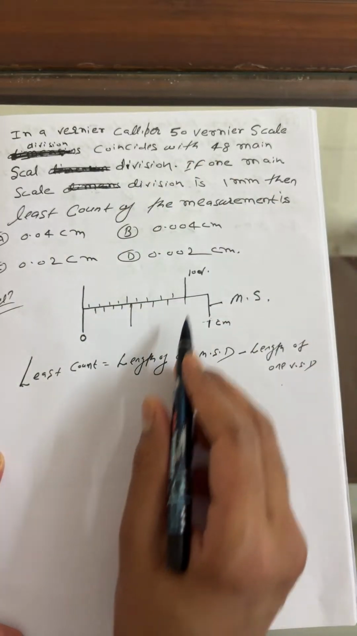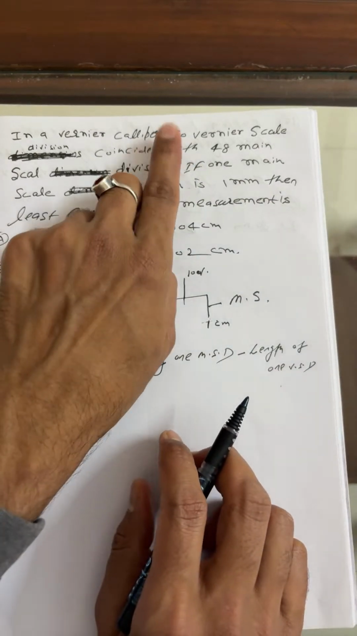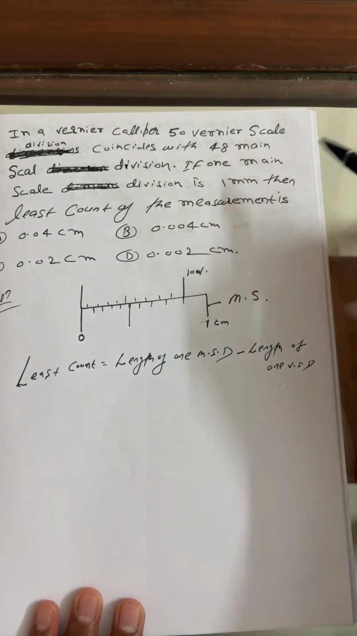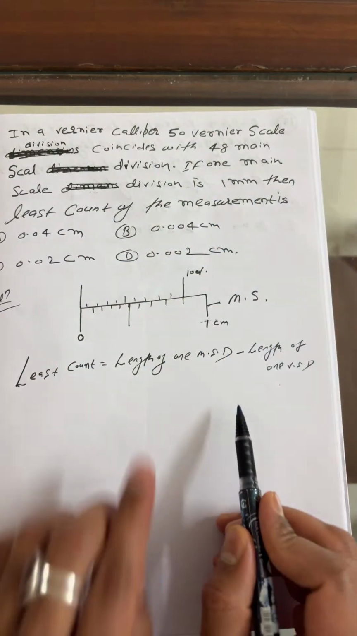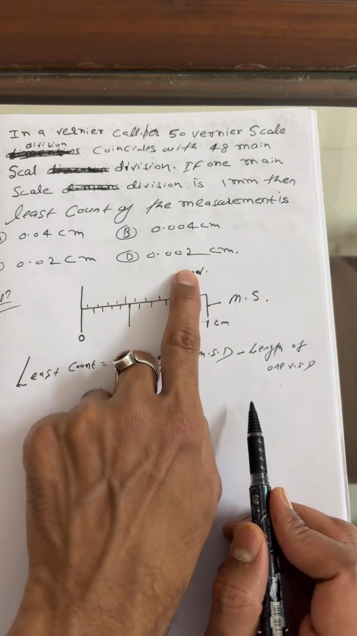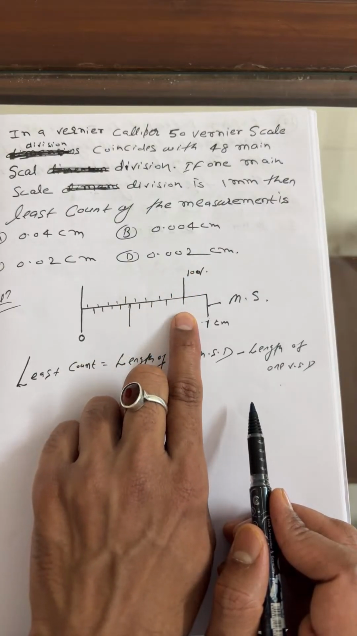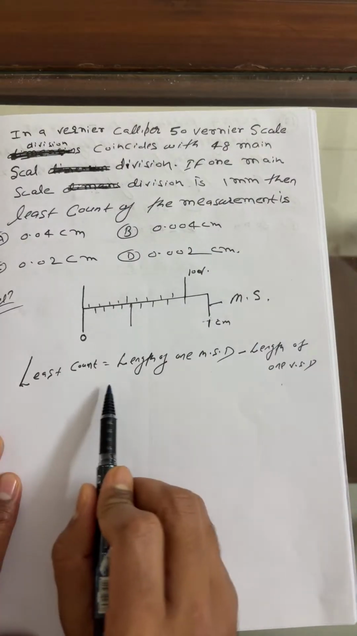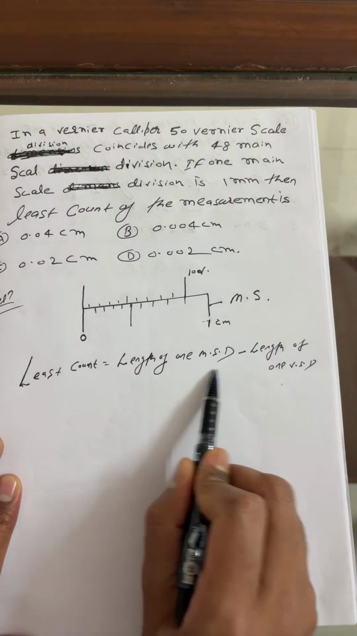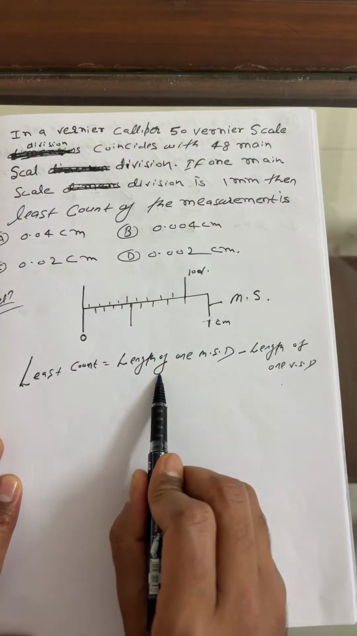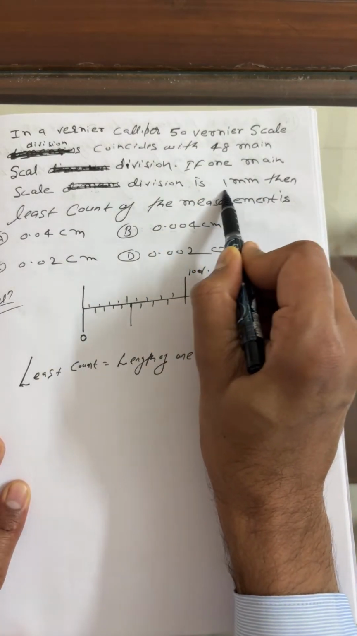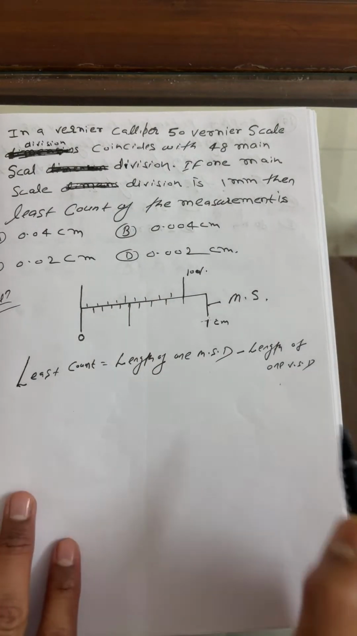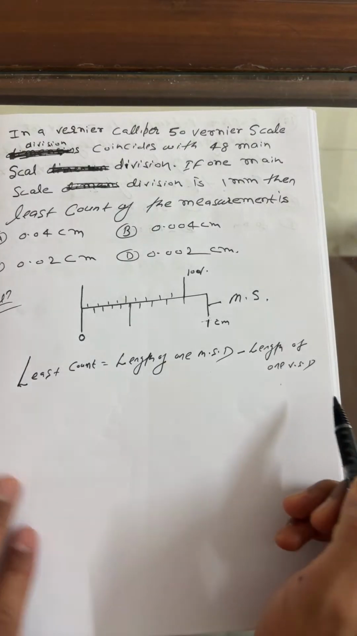Now we'll do the question here. What's in the question? 50 vernier scale divisions coincide with 48. Here, beta, 10 vernier scale divisions coincide with the ninth, then you will get 1 MSD. But students, for getting the least count, we have to find the length of 1 MSD minus the length of 1 VSD. In this question, the length of 1 MSD is mentioned, right? So we have to find the length of 1 VSD.